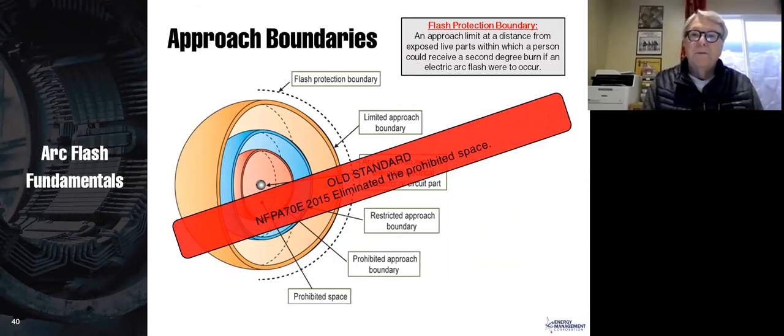And 2015 was really when they eliminated the prohibited space. 2012 was when they changed the requirements for arc flash clothing. I'll talk about that in a minute.